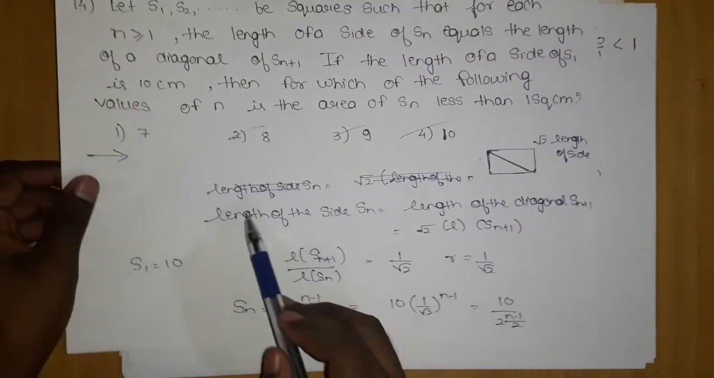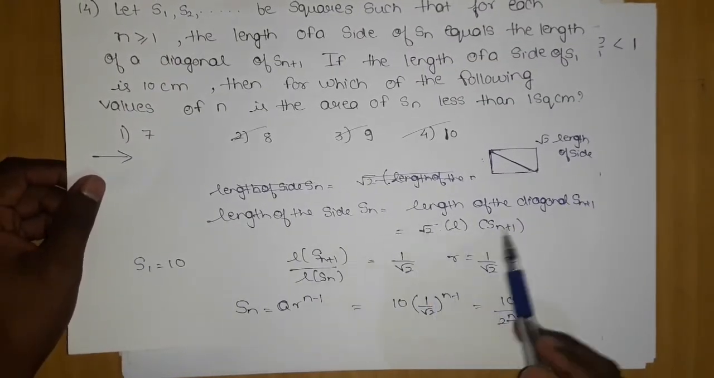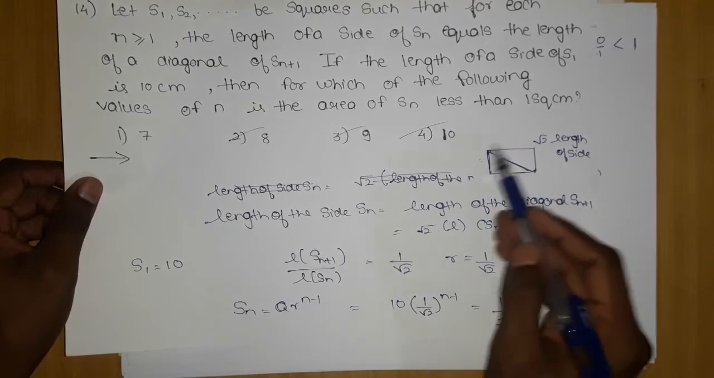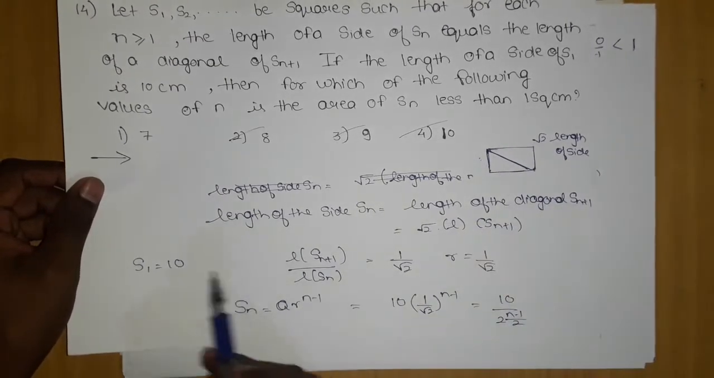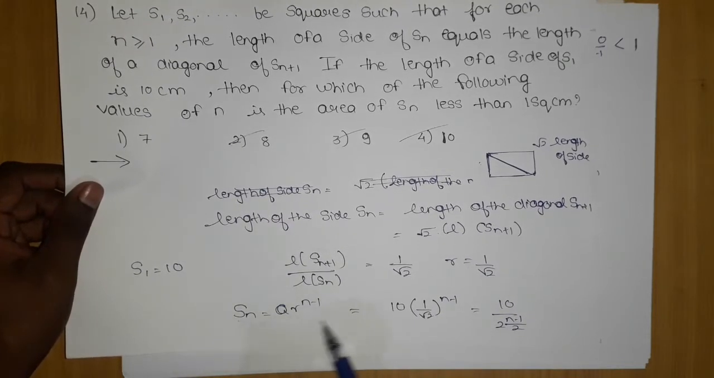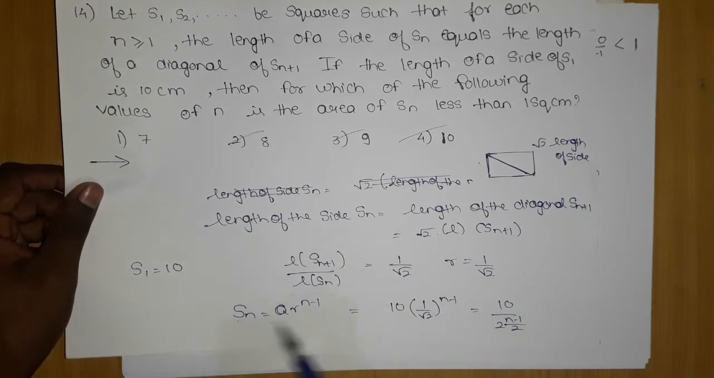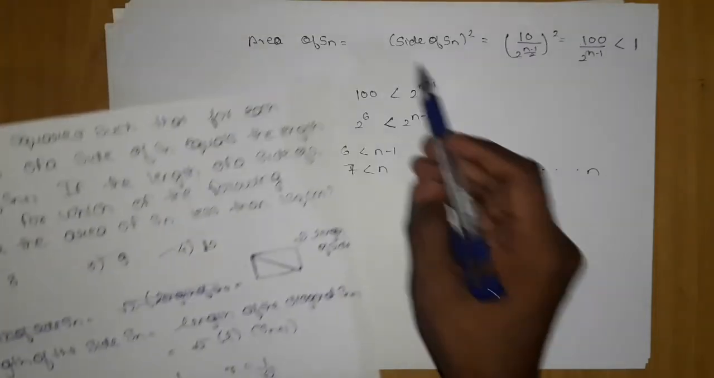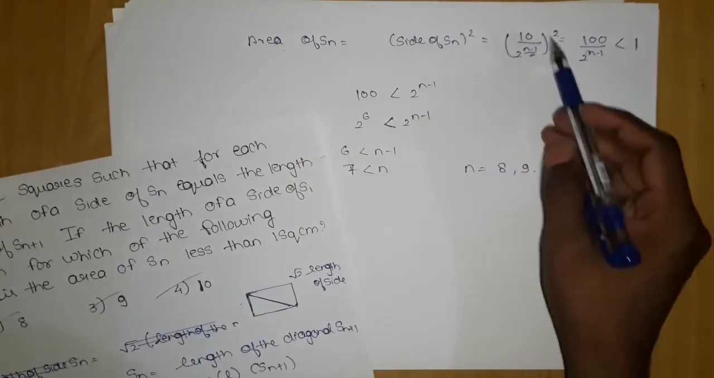They are telling this condition: the length of the diagonal is under root 2 times the length of the side. I told you that you can derive this by Pythagoras theorem. Then S1 I know. Then we observed that this is the common ratio. We applied it and got the length of Sn. Then we know the area of Sn is nothing but side square. We did that.